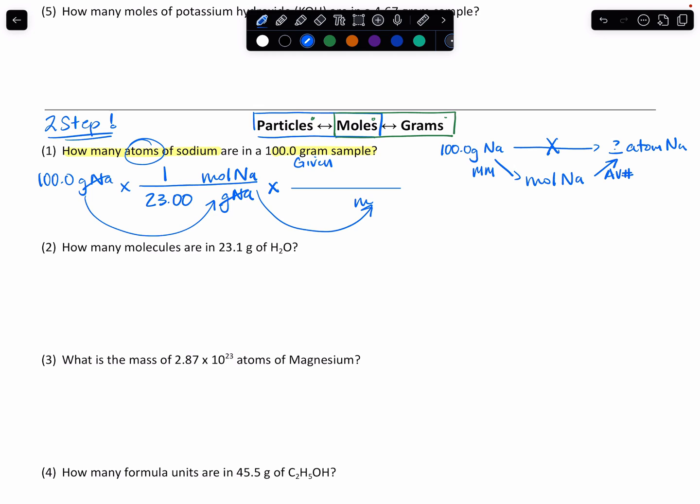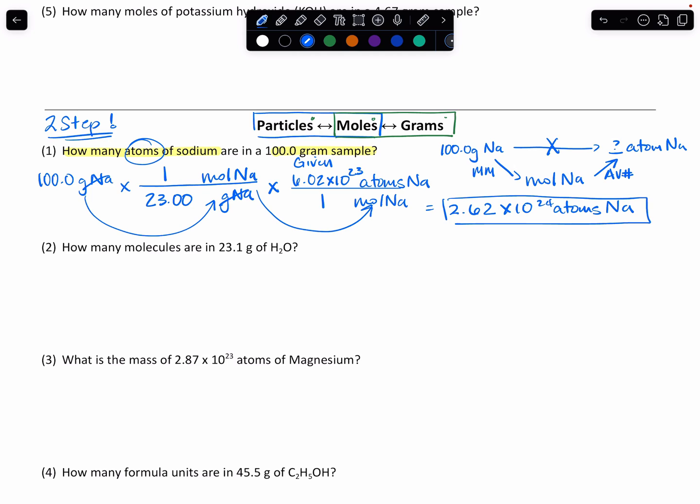This time moles of sodium will be in the bottom and atoms of sodium will be in the top. According to Avogadro's number, 1 mole of any substance contains 6.02 times 10 to the 23rd atoms of that substance. So we'll be multiplying 100 times 6.02 times 10 to the 23rd, and then dividing that by 23, the molar mass. We get 2.62 times 10 to the 24th atoms of sodium in a 100 gram sample of sodium.